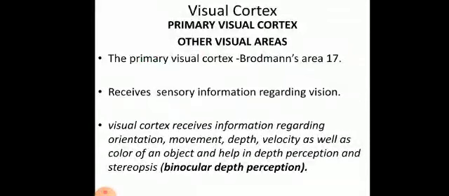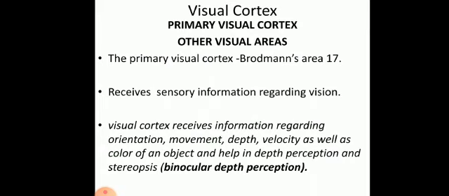Now I had made a mention about the fibers which radiate to other visual areas. This can come as a 3-marker for you all, so you should have a brief understanding about it. Now the primary visual cortex, I've already mentioned, is Brodmann's area number 17.